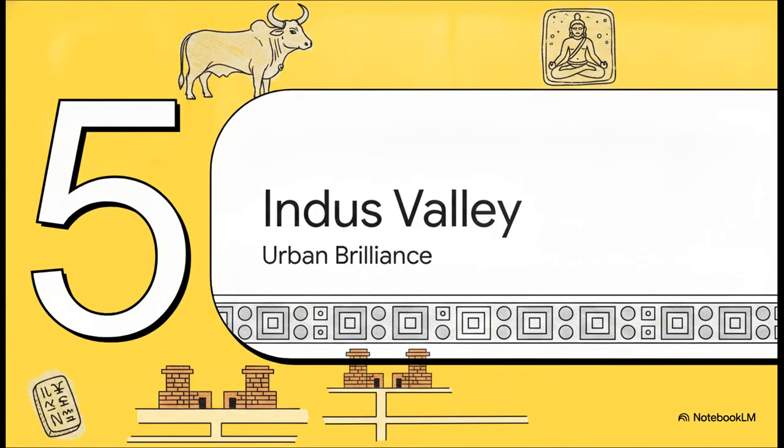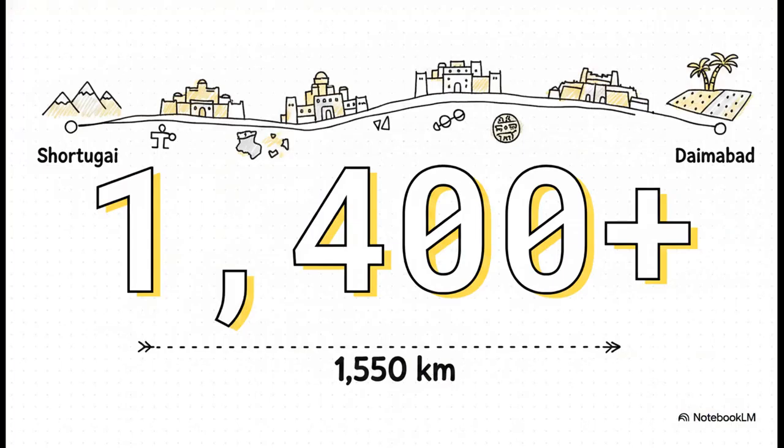Section 5. The Indus Valley Civilization. When we say civilization here, we are not just talking about a couple of dusty villages. Over 1,400 Indus Valley sites have been discovered. It is absolutely mind-blowing. This civilization covered a staggering distance of 1,550 kilometers, stretching all the way from Afghanistan in the north down to Maharashtra in the south. It was a massive, sprawling network of interconnected cities.